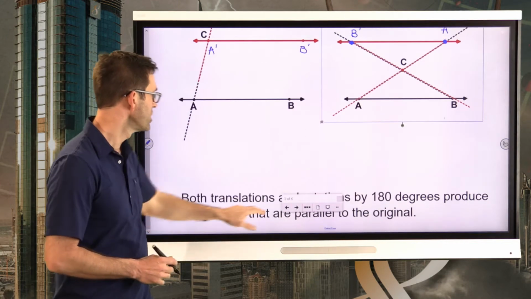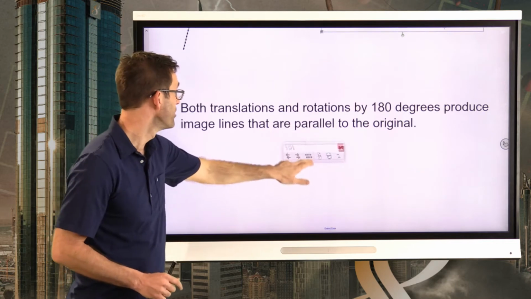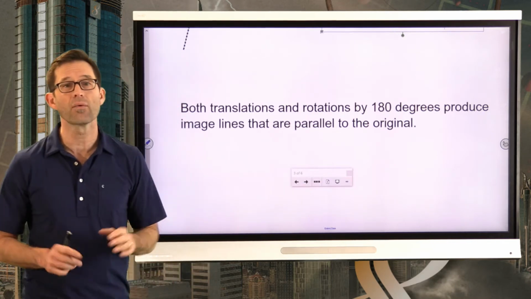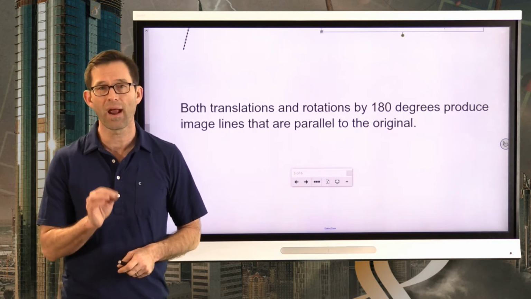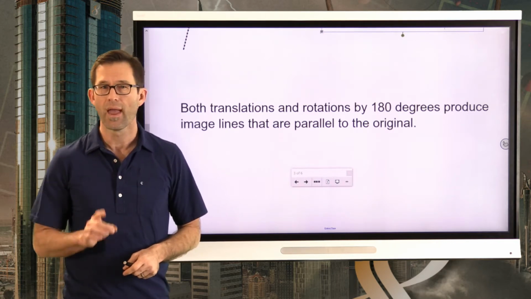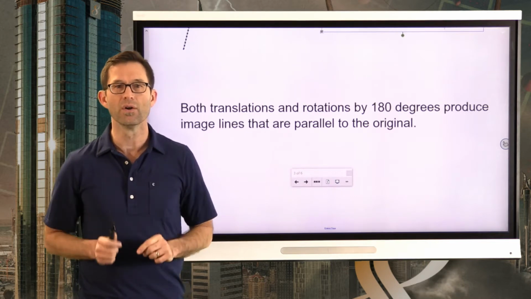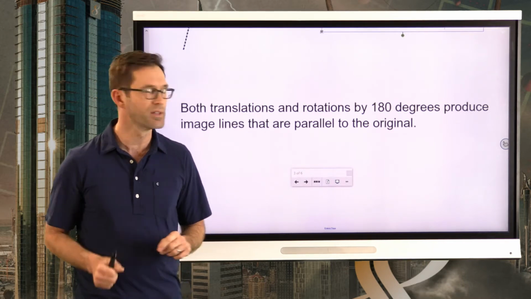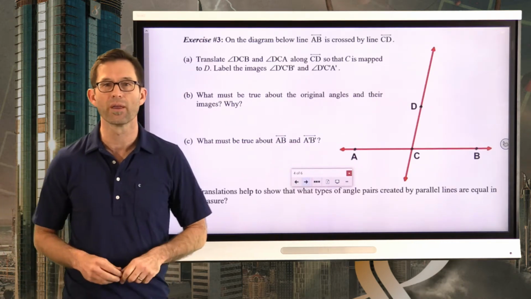Those two facts are amazingly important in terms of where we're going with this. And that's what was down here at the bottom of the sheet. I just thought it was on the next screen. Both translations and rotations by 180 degrees produce image lines that are parallel to the original. And once we have that knowledge, now we can really look at parallel line properties. So let's get into that in the next exercise. Here we go, exercise number 3.